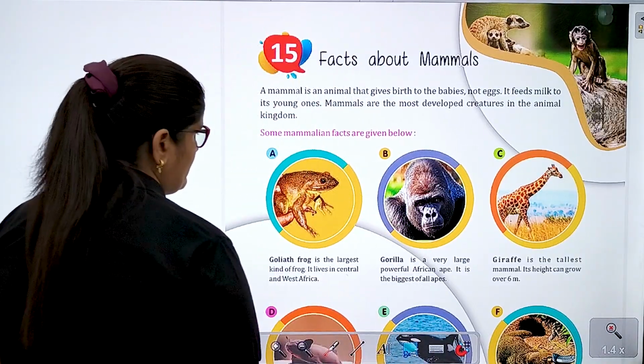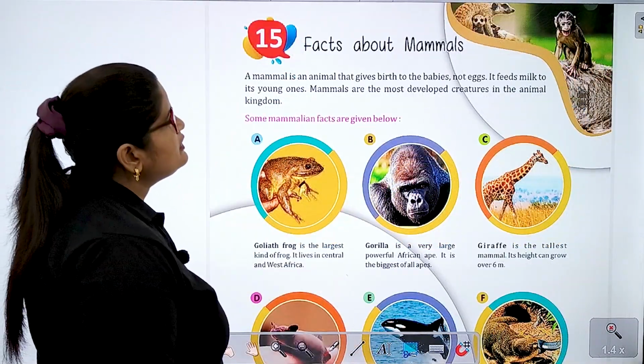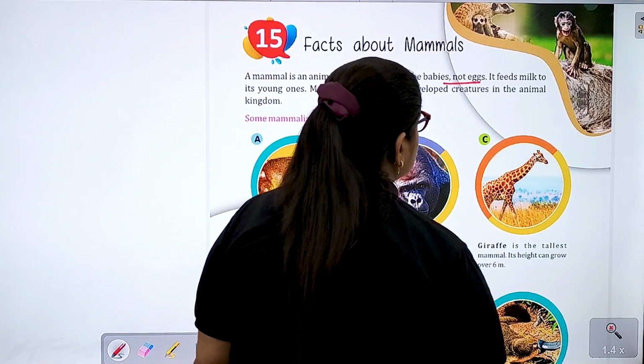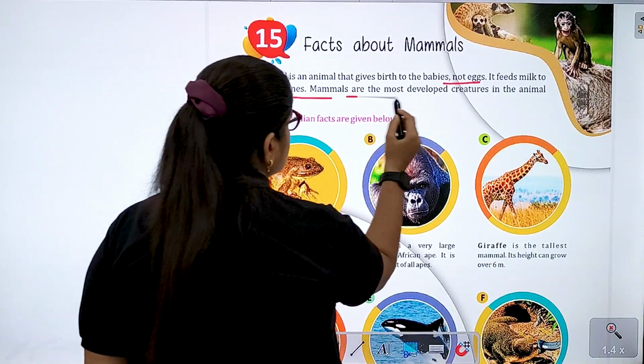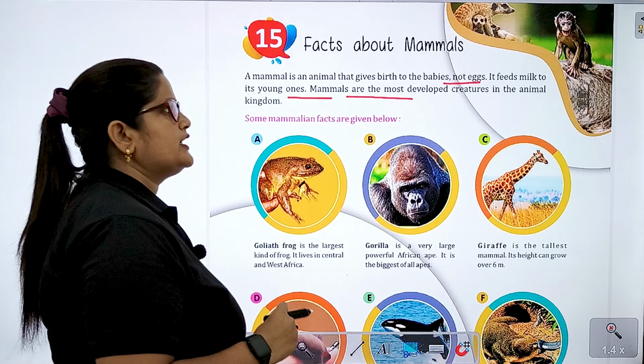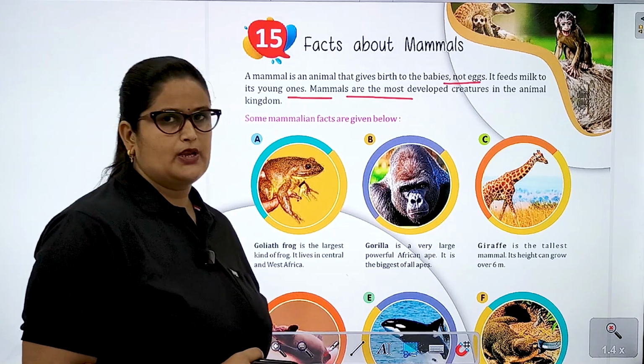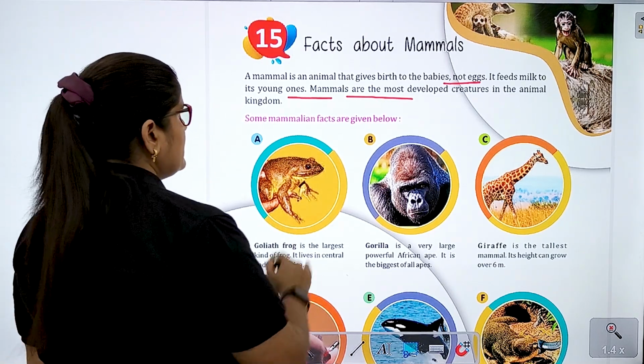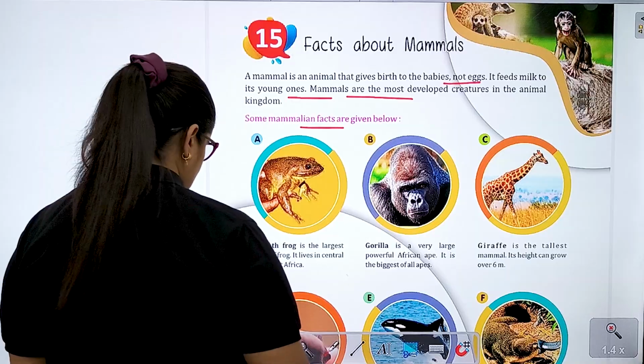Facts about mammals. A mammal is an animal that gives birth to babies, not eggs. It feeds milk to its young ones. Mammals are the most developed creatures in the animal kingdom. Okay, this chapter is only for reading. Some mammalian facts are given below.